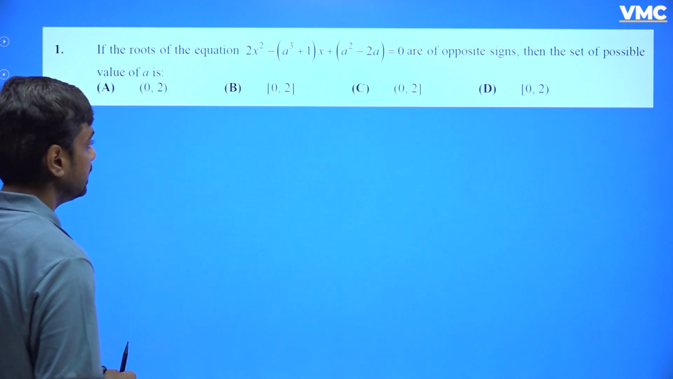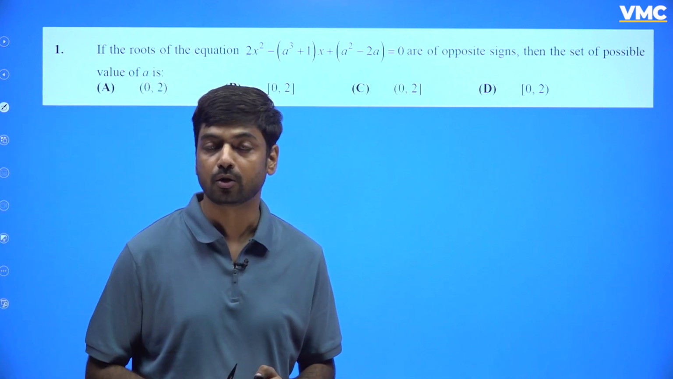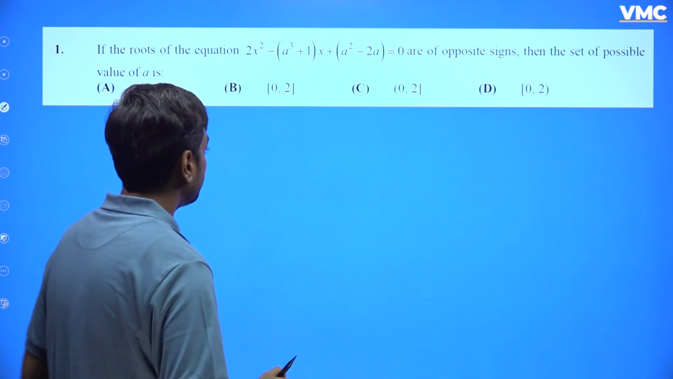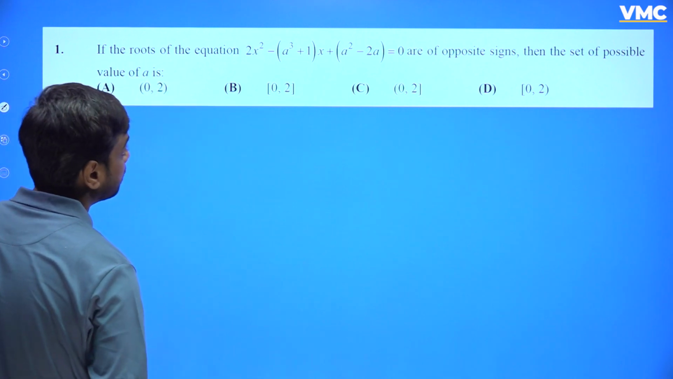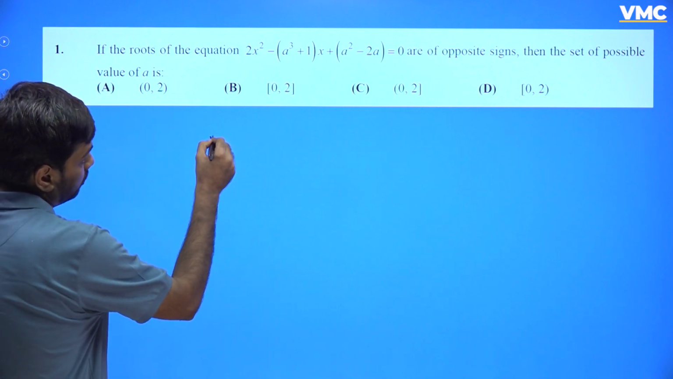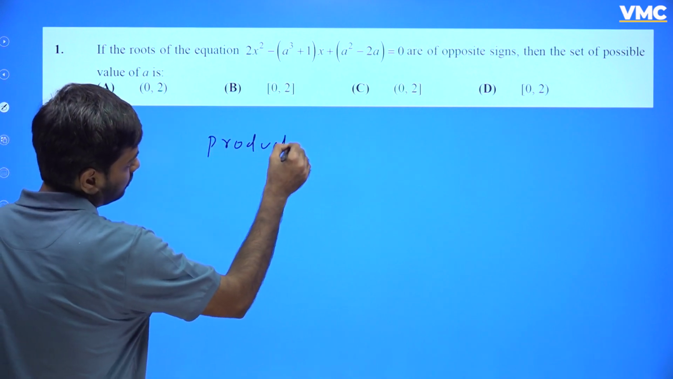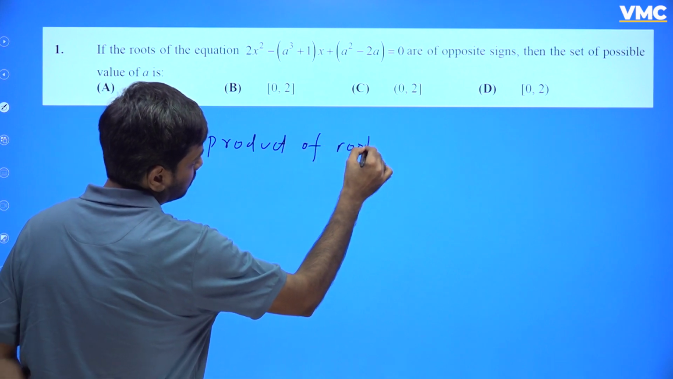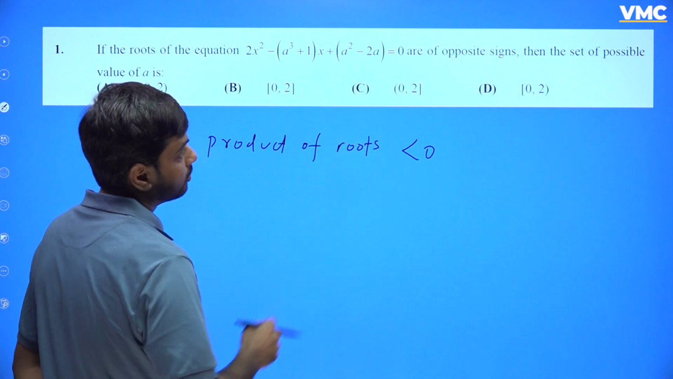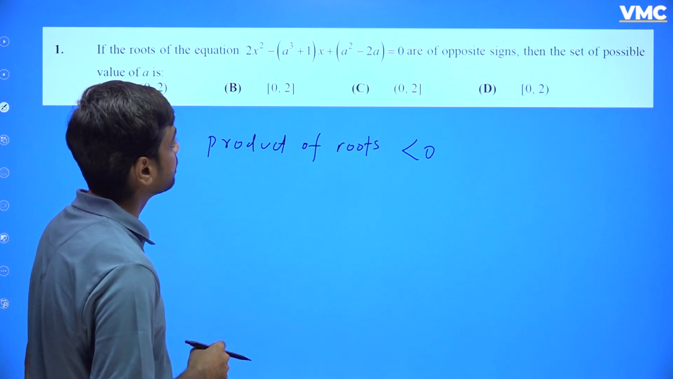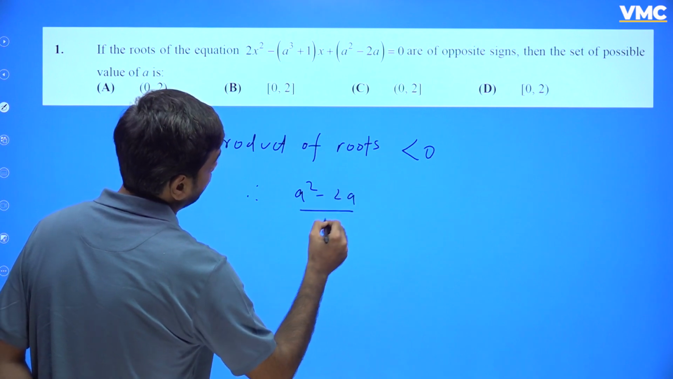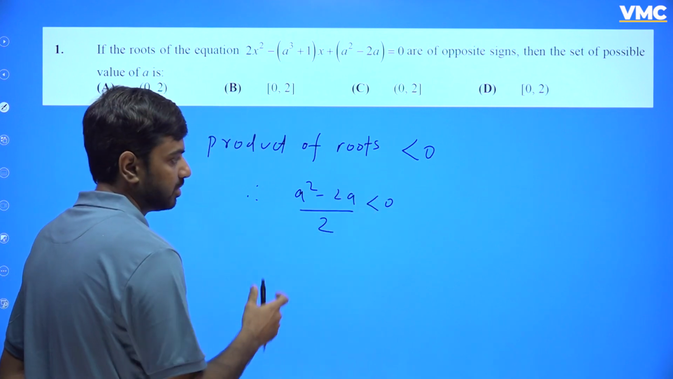So if the roots are of opposite sign, then automatically the roots must exist here. The only thing that you have to do in this question is make the product of roots negative. Now product of roots less than 0. The product of roots is nothing but constant term upon coefficient of x square. So therefore we have (a square minus 2a) upon 2 less than 0. So we have a very simple inequality.